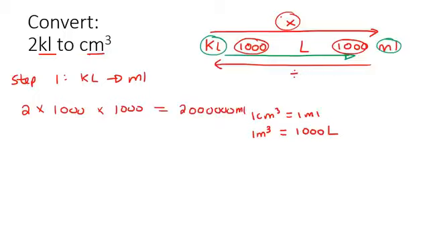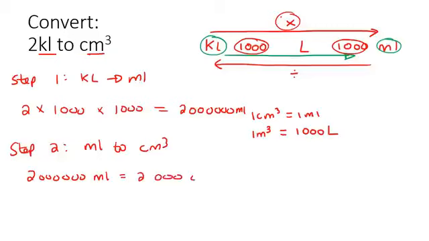milliliters. 2 million milliliters. Now we have milliliters, and we know that 1 milliliter is the same as 1 centimeter cube. So we can then say step 2, where we convert milliliters to centimeters, and we will see that 2 million, 1, 2, 3, 4, 5, 6 milliliters is the same as 2 million centimeter cube.